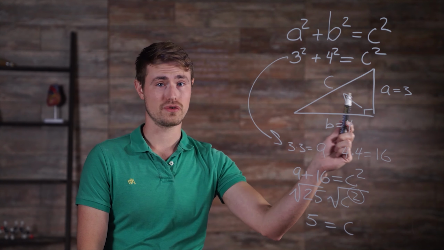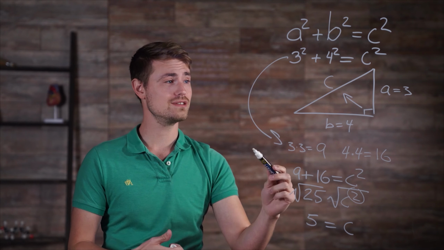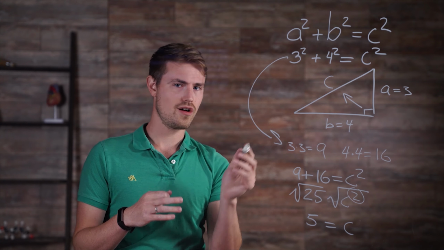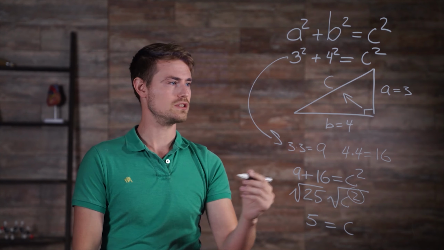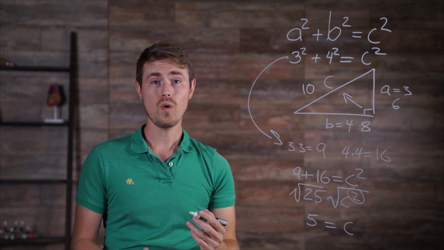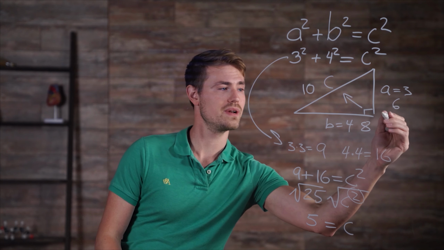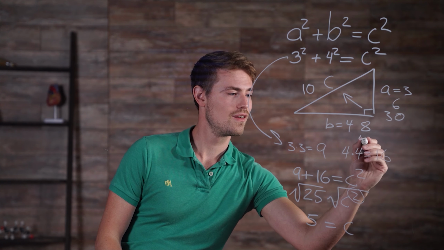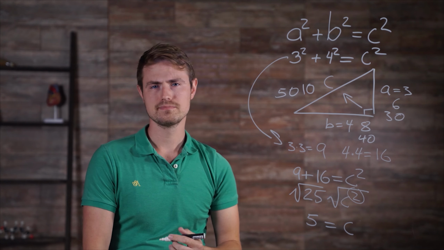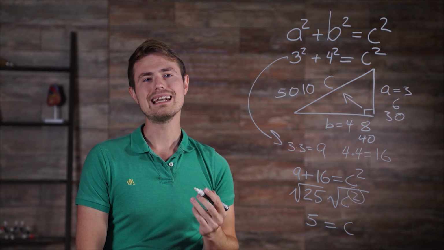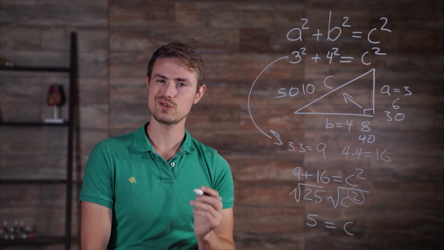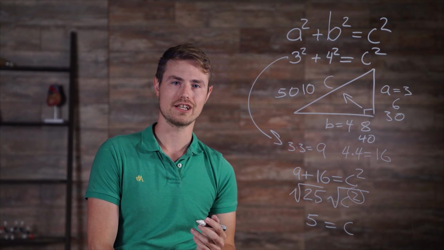The legs measure 3 and 4, and the hypotenuse is 5. Sometimes it will be disguised by multiplying all the numbers by 2, which means we would get a 6, 8, and 10. Or multiplied by 10, which means we would have 30, 40, and 50 lengths. Or maybe any other number. You don't need to know this to solve a Pythagorean theorem problem, but it's a nice shortcut to save you some time or allow you to check your answer another way.